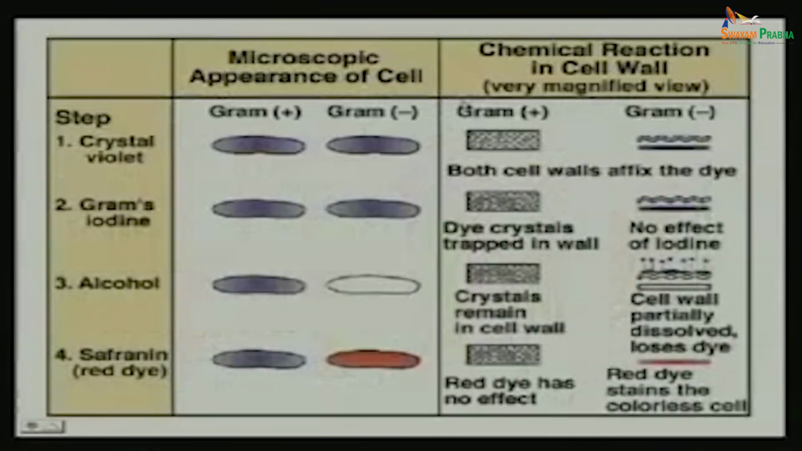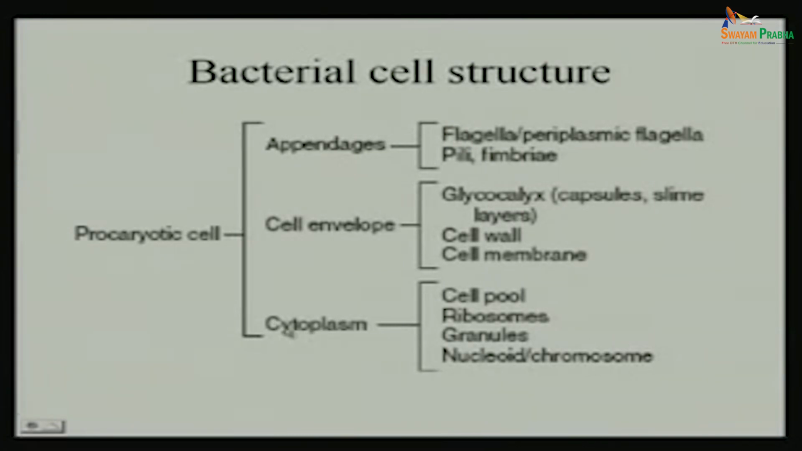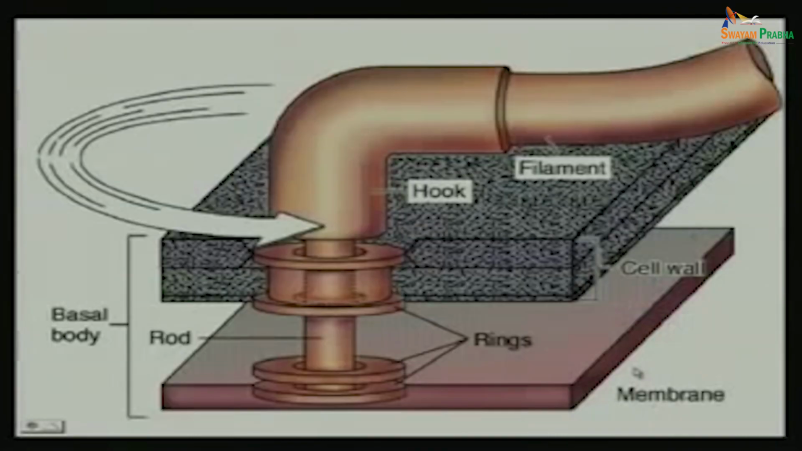Now, we are coming to the cell pool of this particular bacteria. If we see the bacteria, it is the cytoplasmic fluid, where this cell pool is there, ribosomes are there, granules are there, and the chromosomes or the nuclear genetic materials are there. We have already learned the outer covering portions which give protection to the internal cell pool.